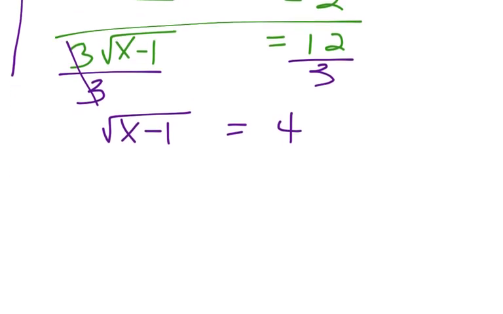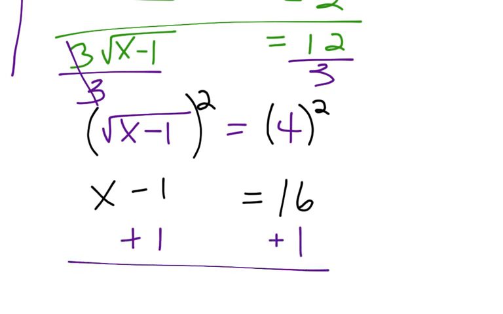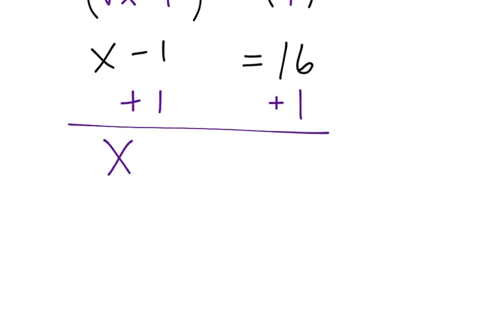Once we've isolated the radical, we can undo it. The opposite of a square root is squaring. So we can square both sides. It's the inverse here. And so that's going to make 16 here. And the square and the square root cancel each other out. And then of course the last step is to solve for x. So 17 is my answer. Okay, so we're isolating the radical. So let's do another one.